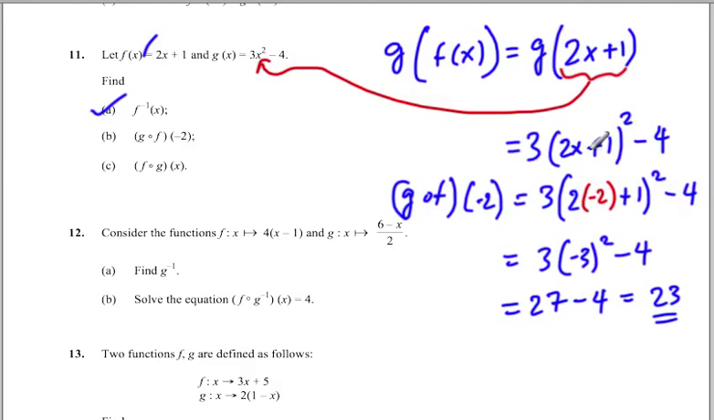Let me just double check this to make sure I have this right. Yeah, it looks good so far. Negative 4 plus 1 is negative 3. That squared is 9. 27. 27 minus 4 is 23. So this is equal to 23.